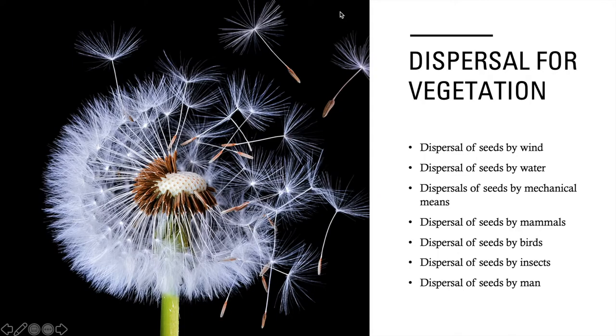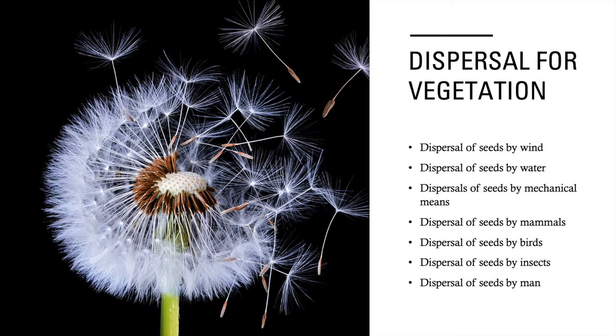Now for the first portion of our lecture, we'll focus on dispersal for vegetation. More specifically, we'll focus on the plant species that get dispersed by different mechanisms of seed dispersal. So these different dispersal mechanisms are what made these plants very successful at colonizing different island groups or different areas of the world. So it is inherent in them, but they sometimes get helped by different vectors, as we call them, for transport or dispersal.